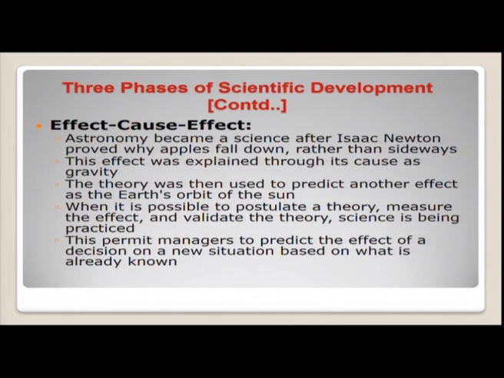This effect was explained through its cause as gravity. The effect was the apple falling to the ground. The cause was that it fell to the ground because of gravity. Then the theory was used to predict another effect, the Earth's orbit around the sun.